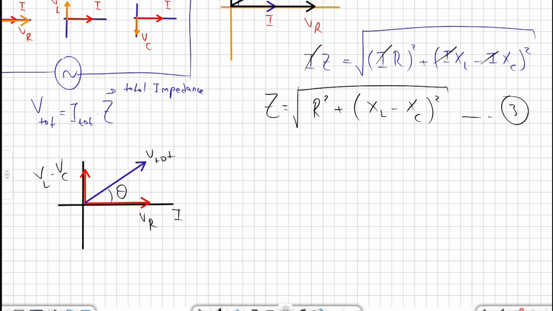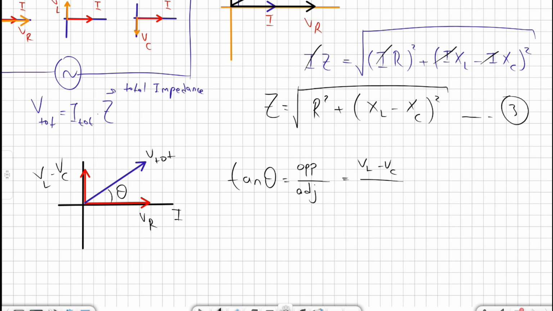We'll be finding the angle between V total and VR. It will be the same as the angle between V total and the current. To find the angle for two vectors that are perpendicular to each other, we need to use the tangent rule. Tan theta is equal to opposite over adjacent. Any component that is attached to theta is adjacent. The other one that's not attached is called opposite.